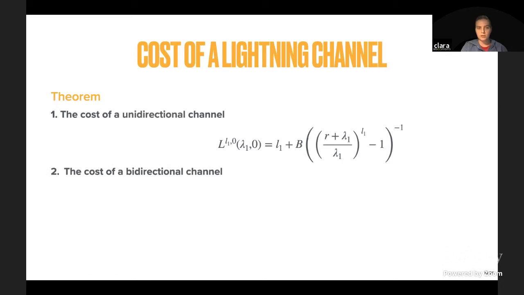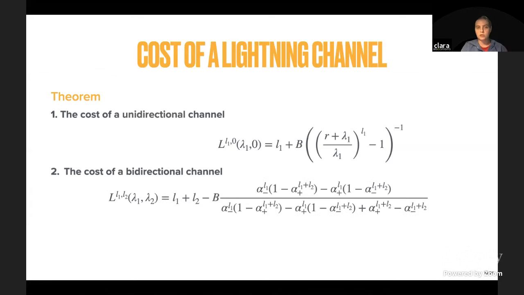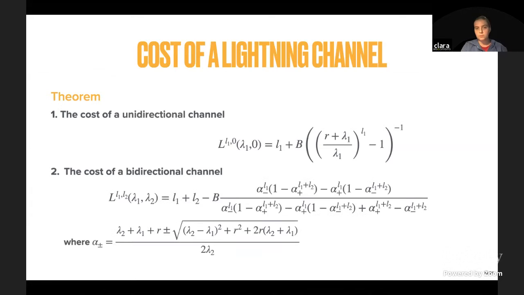In the more general case, when we're thinking about a bidirectional channel, this is going to be the cost. It's not a very pleasant equation, but sometimes math is not pleasant and we just have to live with it. So that's that. And from this, we can already start asking several questions. I won't run through the whole work. We proved things exactly showing which relations lambda, B, and R should hold for a channel to be opened.